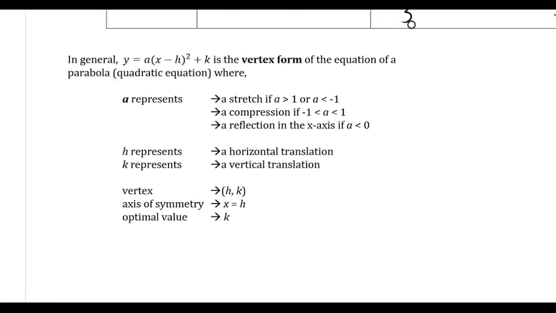Okay, so here, I'm not going to go over this. This will be online. It's a summary of everything. There's A times (x minus h) squared plus k. A is a reflection if it's negative, a compression if it's a fraction smaller than 1, and a stretch if it's a number bigger than 1. H is a horizontal translation or shift. K is a vertical translation or shift. A couple other little notes about how you find the vertex and that sort of thing. Any questions?